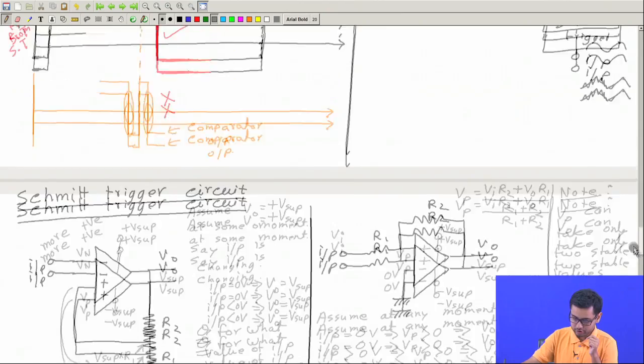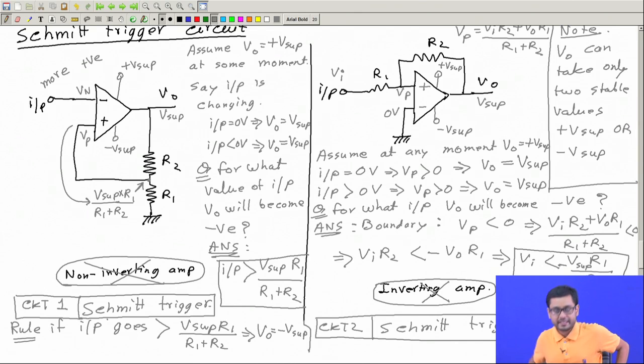So, let me conclude this class. What have we done in this class? We have drawn initially two amplifier circuits, non-inverting and inverting. Then we have swapped the plus minus inputs here as well as here, and we say that this acts as a Schmitt trigger, where the output can be only positive V supply or negative V supply. And we have asked for what value of input the output will change from positive to negative or negative to positive, here as well as here.